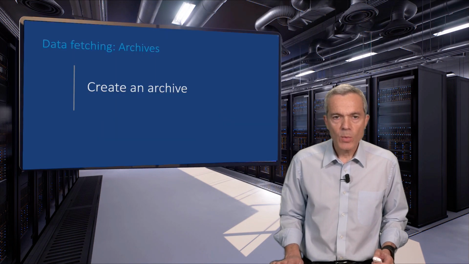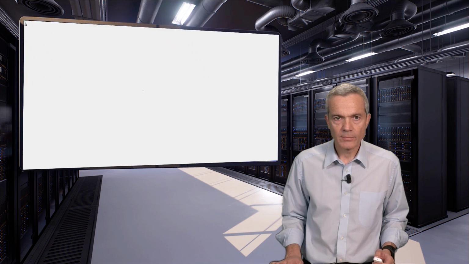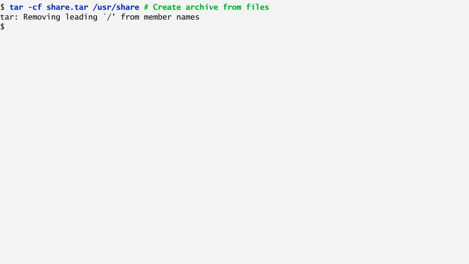As you might expect, we can use tar to pack together many files into a single archive. To create a tape archive, we use the tar command with the -c option. This time, I specify a regular file as an argument to f rather than the standard input. My goal is to create a tape archive named share.tar from the contents of the directory /usr/share. Notice how tar warns us that it removes the leading slash from member names. This occurs to prevent any overwriting of the root directory during a future extraction of the archive.